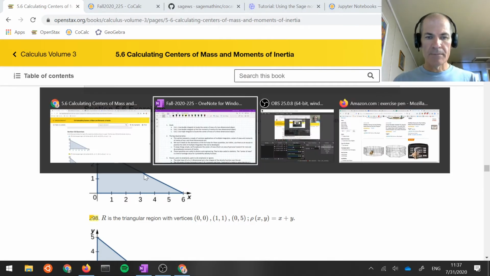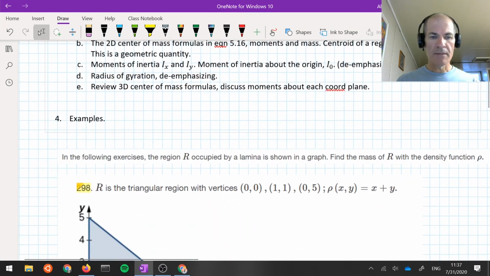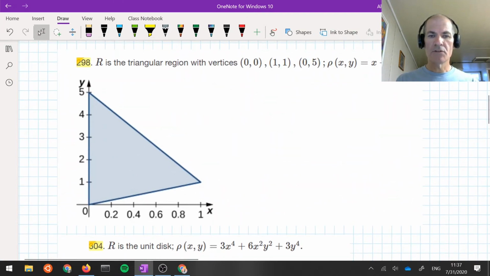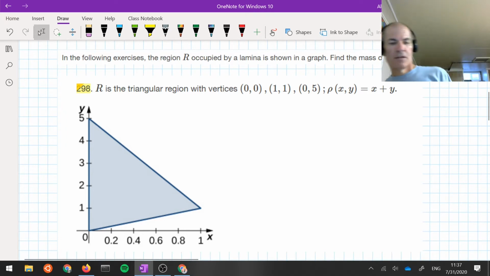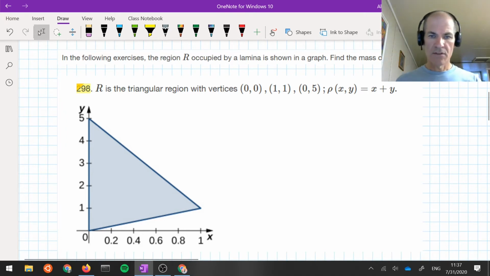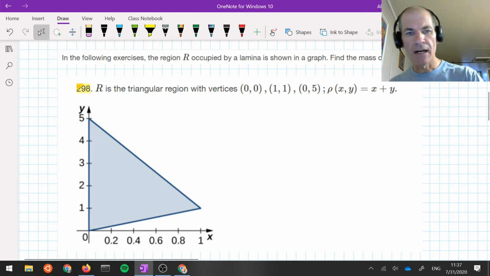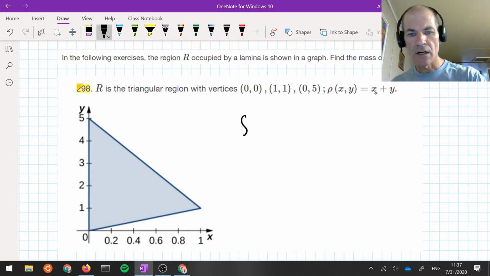The first exercise we want to talk about is exercise 298, and the instructions for this exercise are to find the mass of the region with this particular density function. So the region is this triangular region determined by these 3 vertices, and the density function is x plus y. So it's up to us now to construct the double integral over R of rho dA.